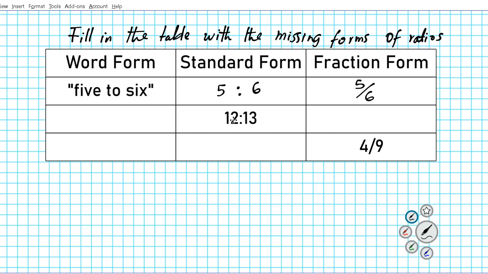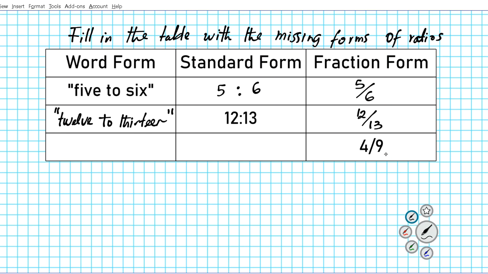All right, let's go on to the second row. In the second row, we have a ratio given to us in standard form. How do we write it in word form? We'll write down the first number, which is 12. We'll write 12 in word form. The colon is "to". And the second number is 13. 12 to 13 is how you write this ratio in word form. Okay? How about fraction form? The first number is the numerator divided by the second number, the denominator.